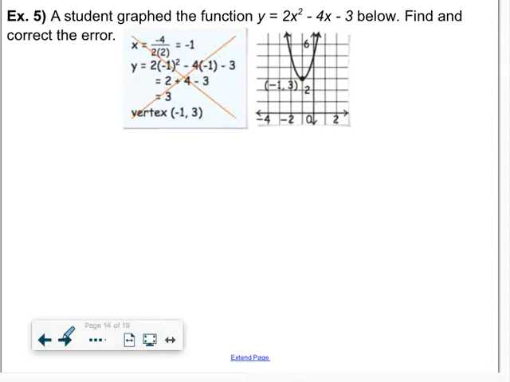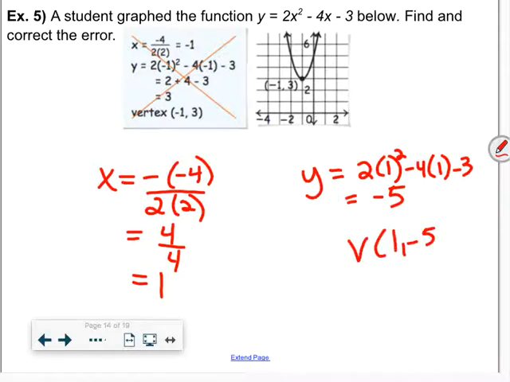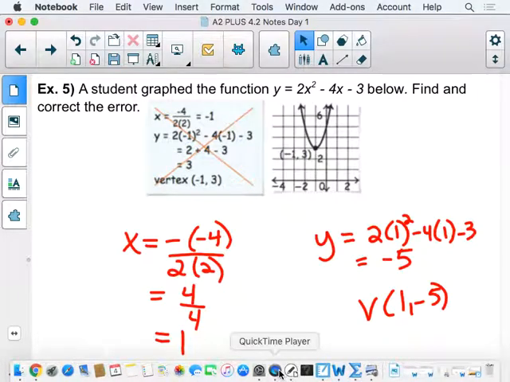All right, you guys, what's the mistake in example 5? Yeah, Josh? Should it be a positive 4? Yes. In the top, it should be negative 4, which becomes a positive 4 over 4, which is 1. So the vertex, if I go and plug in a positive 1, I get 2 minus 4, that's negative 2 minus 3 is negative 5. So the correct answer for the vertex should be 1, comma, negative 5.